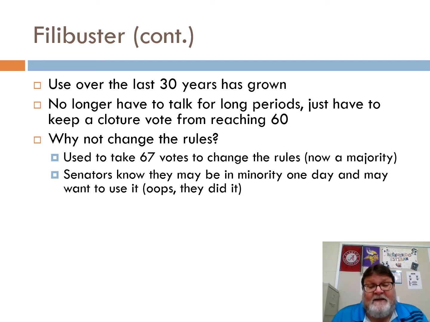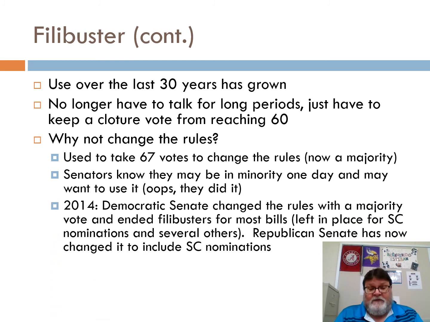And the Democrats did this in 2014. They removed the filibuster from certain things. So the Democrat Senate changed the rules with a majority vote and ended filibusters. And you should say, it shouldn't say for most bills. Please make sure that it says for most appointments. I have to change that in there, and I forgot to. For most appointments. What they did was leave it in place for Supreme Court nominations and several other things. The Republican Senate has now changed it to include Supreme Court nominations. They changed it in 2016 when they got the majority back.